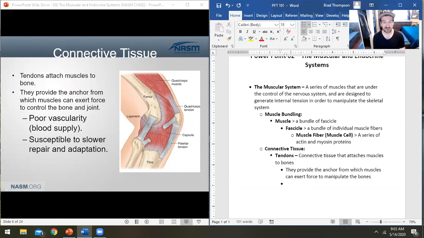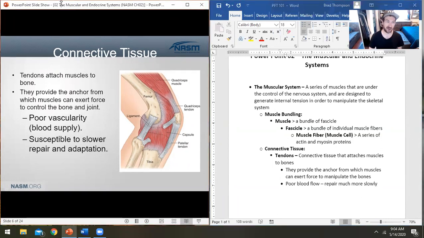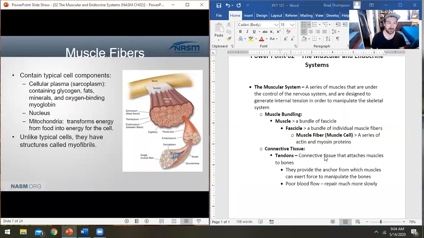Things we need to remember about them: again, they have poor blood flow, and therefore they repair much more slowly. So they are much slower to adapt, much slower to repair. All right, so let's go ahead and move into talking about muscle cells, right? We've talked about the big, so let's zoom in like crazy and get into the small, right?